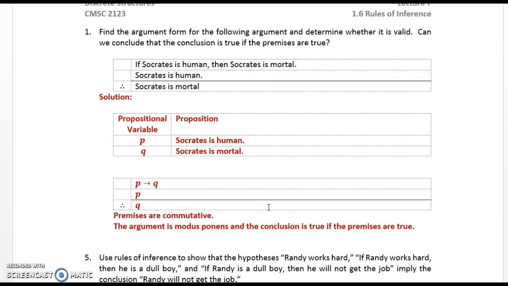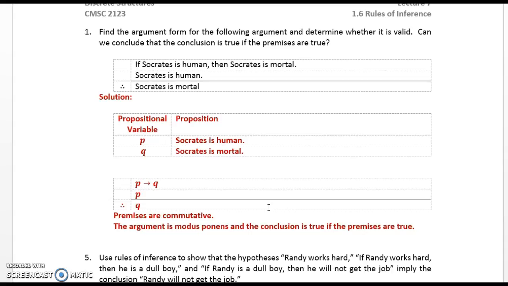Now we go on to do some exercises that are similar to the ones that are assigned for this section. Find the argument form for the following argument and determine whether it is valid. Can we conclude that the conclusion is true from the premises if the premises are true? If Socrates is human, then Socrates is mortal. Socrates is human, therefore Socrates is mortal.